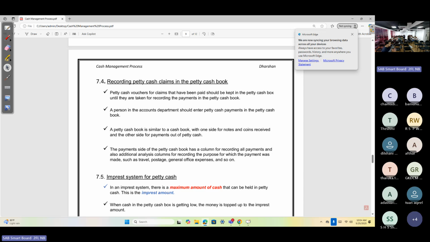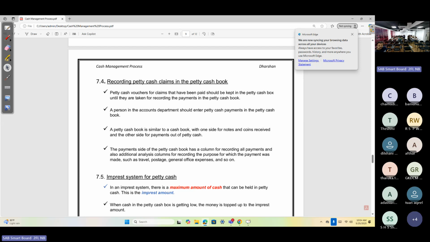So these are the things I have given just for your understanding. Whatever main part we have discussed, other than cash IOU, that also we have discussed slightly. So these are the things I have given for explanation purposes. Just read and understand. Petty cash voucher, recording petty cash claims in the petty cash book.